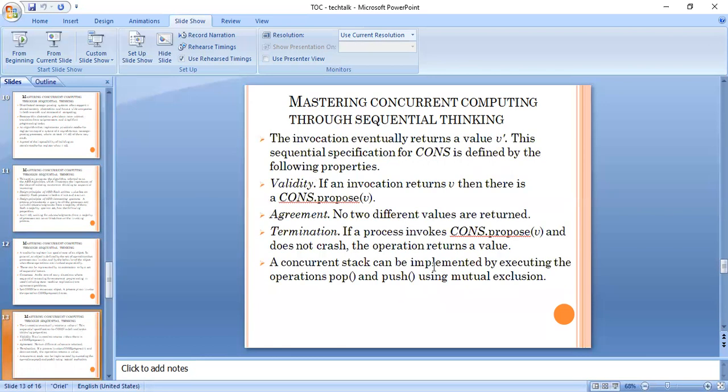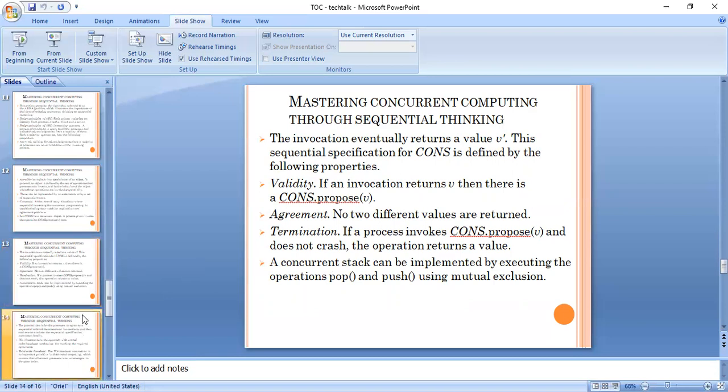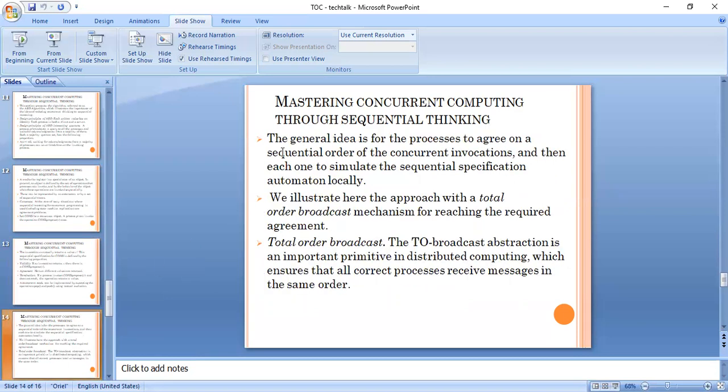A concurrent stack can be implemented by executing the operations pop and push using mutual exclusion. The general idea is for the processes to agree on a sequential order of concurrent invocations, and then each one of them simulates the sequential specification automaton locally. We illustrate here the approach with a total order broadcast mechanism for reaching the required agreement.